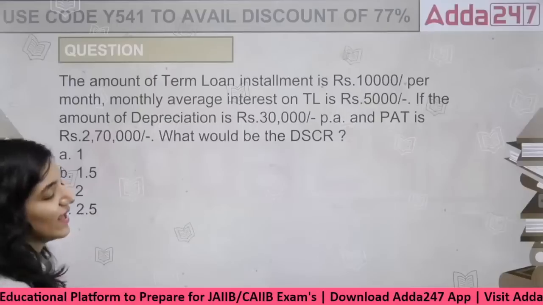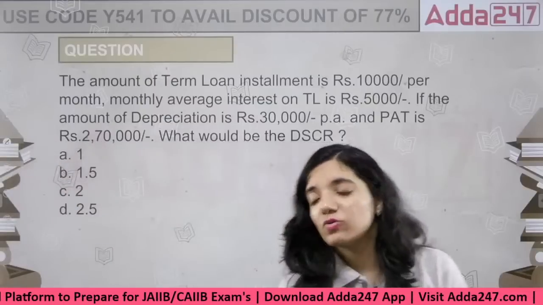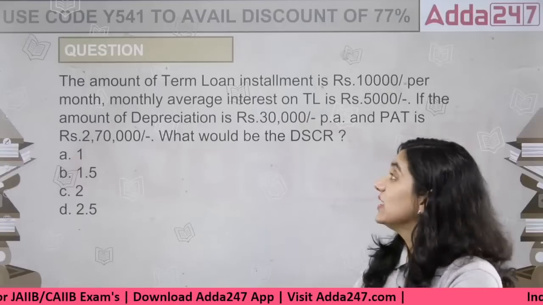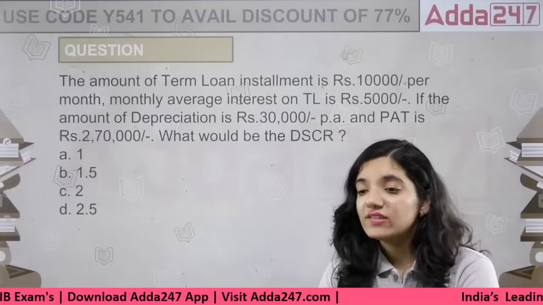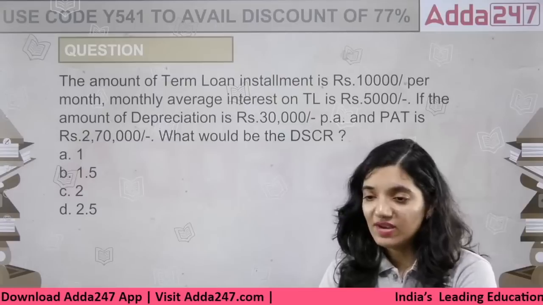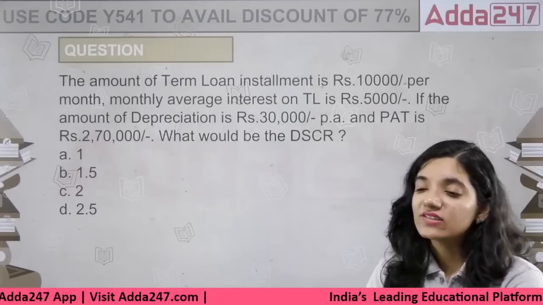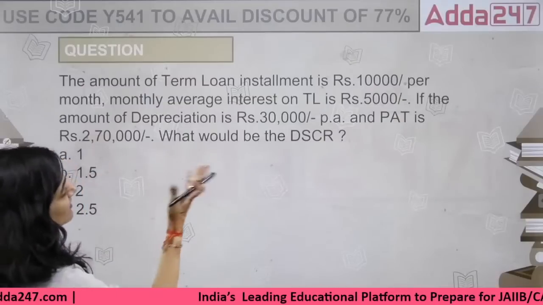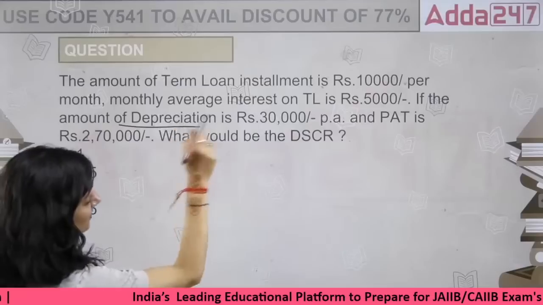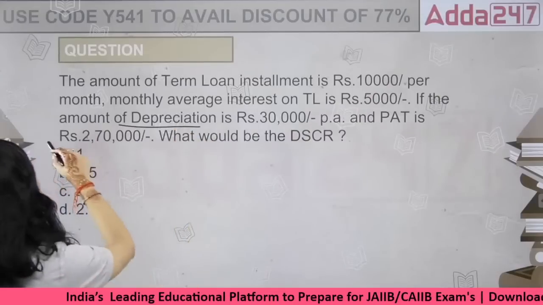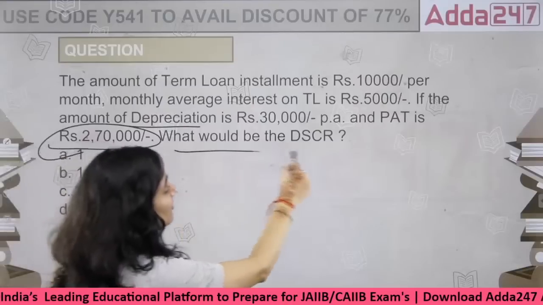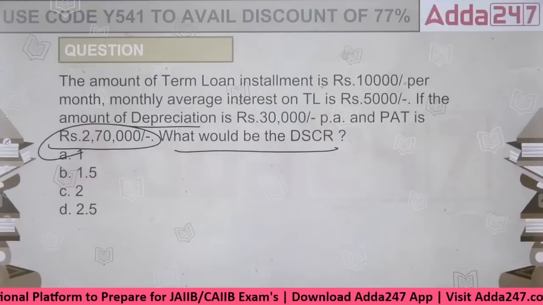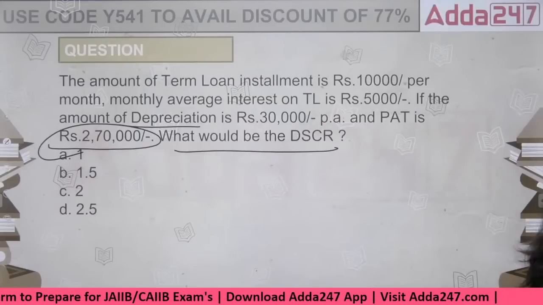Okay, moving on to the next question. The next question talks about DSCR, the debt service coverage ratio. How do we do this? It says the term loan installment is rupees 10,000 per month. The EMI is given. Monthly average interest on the term loan is 5,000 rupees. This is principal and interest. If the amount of depreciation is 30,000 per annum and the profit after tax is 2,70,000, what would be your debt service coverage ratio? Is it 1, 1.5, 2, or 2.5?